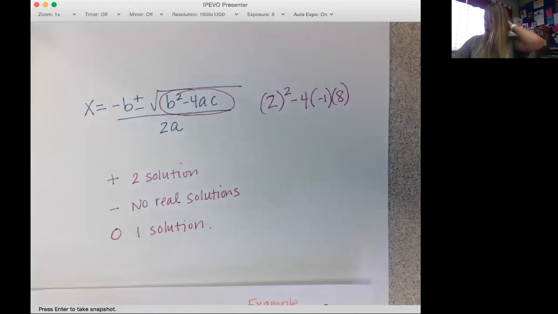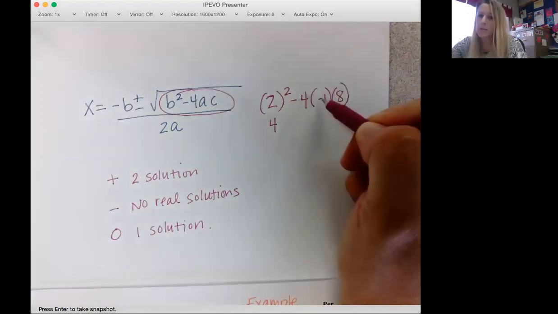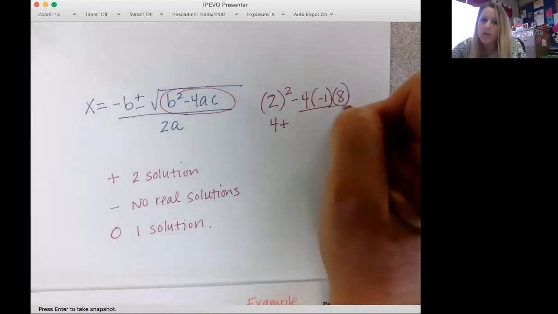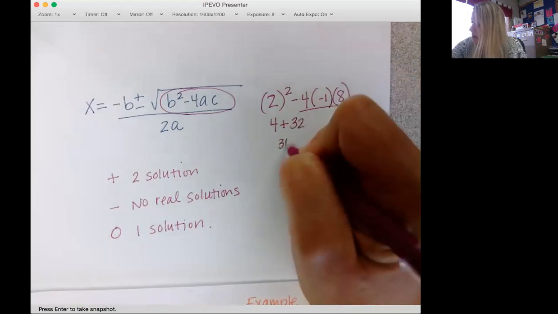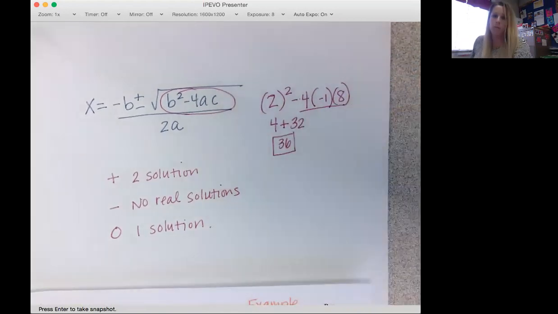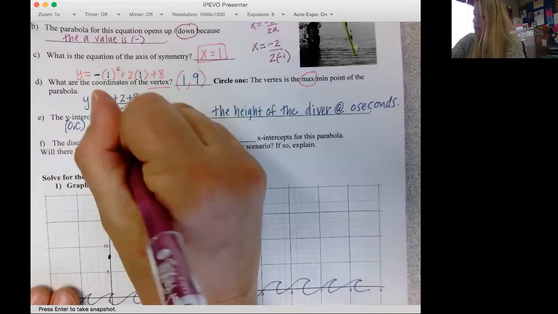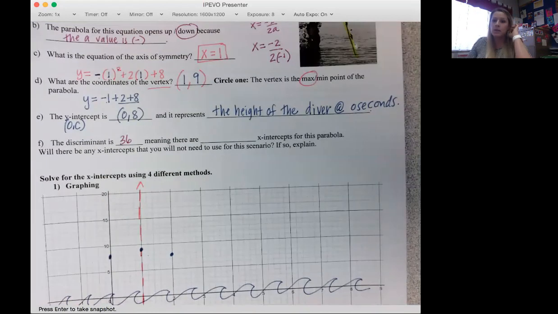So 2 squared is 4. A negative times a negative is a positive. We're going to add, or excuse me, multiply all of these numbers together to get 32. So my discriminant is 36 for my problem. Okay, so I'm going to put that right here. My discriminant is 36. What does that tell me based on my graph?